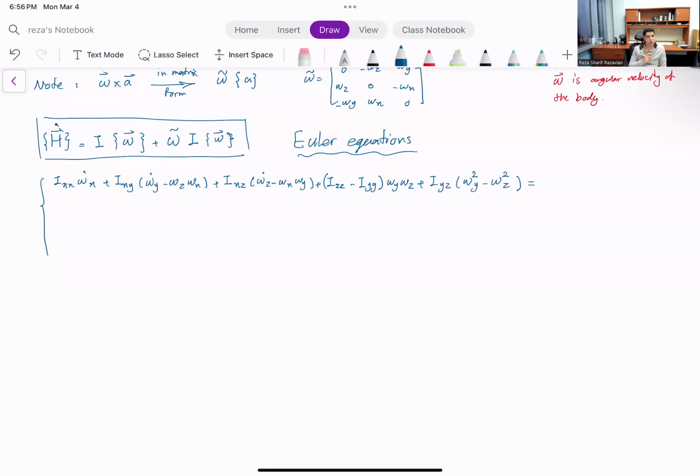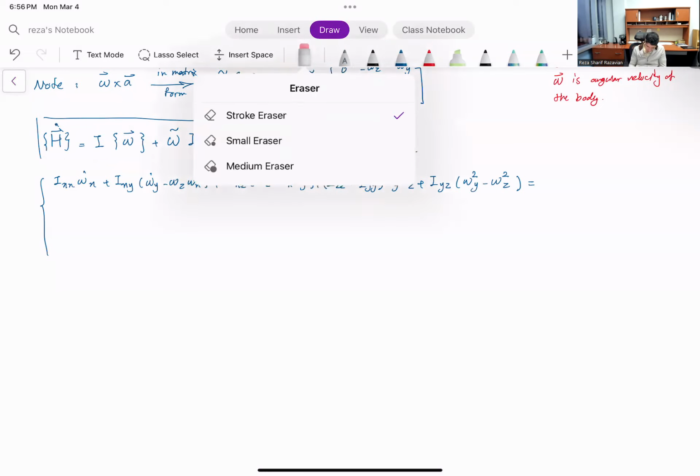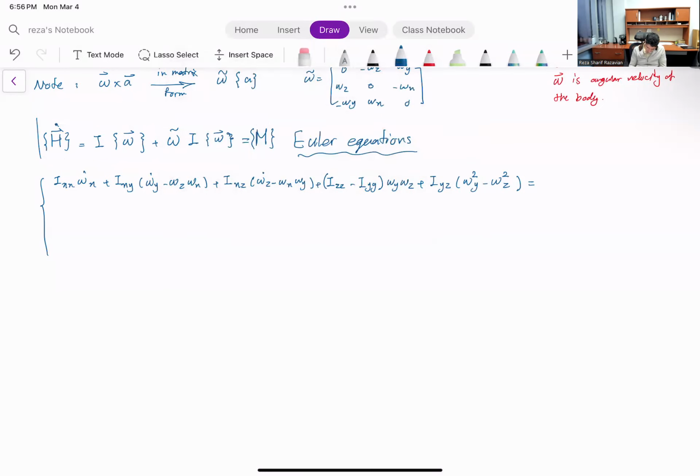No way. Why did I miss this? Equals Mx. Ixy omega dot x plus omega y omega z plus Iyy.